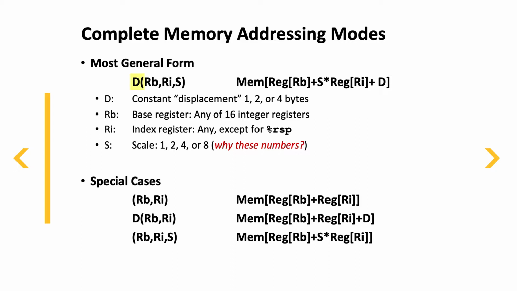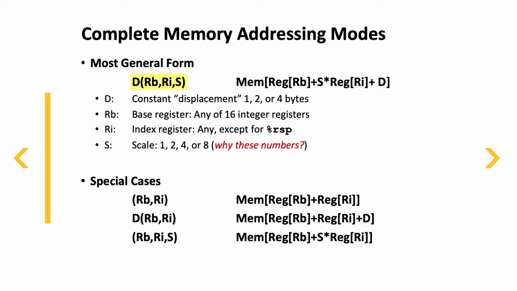We still have our displacement on the outside, then we have our parentheses, right? Because we're talking about memory addressing mode, so we're going to be addressing memory. But now rather than just that R in the parentheses, we've got a few different things. So let's take a look at what these are. Again, D is that constant displacement that we're going to add at the end. RB is our base register. That can be any of the 16 integer registers that we saw in that figure before.